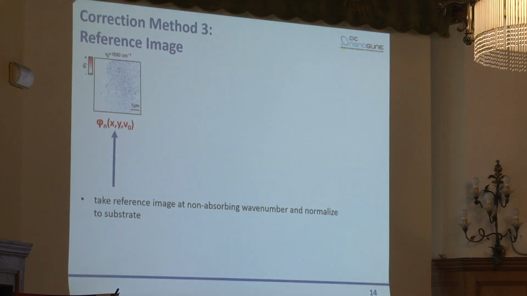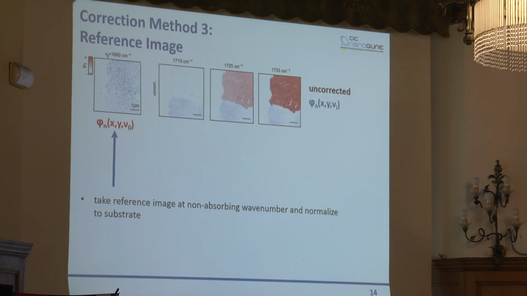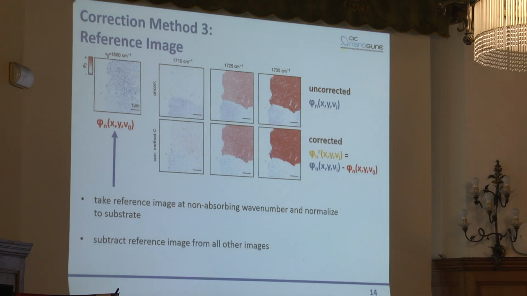Then you can also correct images, so not only spectra. So what you can do here is you take an image in a region where you know that your material is non-absorbing, and you normalize it to your substrate, as you always do. And then you take your series of images in the region you are interested in. So these are the uncorrected images. Each one, again, is referenced to the substrate. And what you can do now is you can switch here from all the other images. And this is what you get.